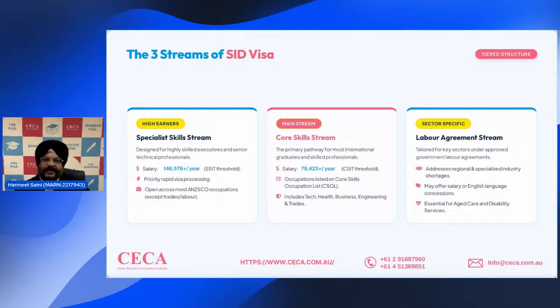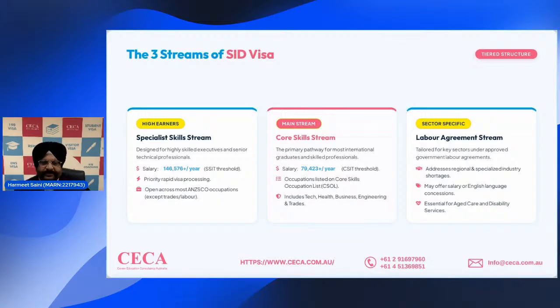The third category is the labor agreement stream, which is tailored for key sectors under approved government labor agreements. It addresses regional and specialized industry shortages and may offer salary and English language exemptions, or concessions as well. Generally, occupations like aged care and disability services care have to go under the labor agreement scheme if an employer is willing to sponsor them.